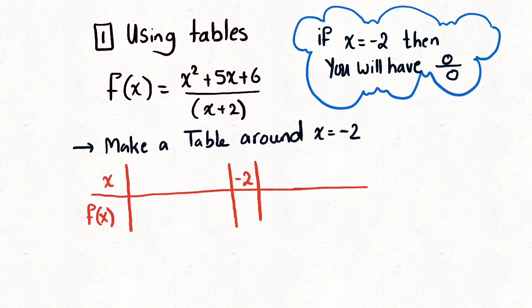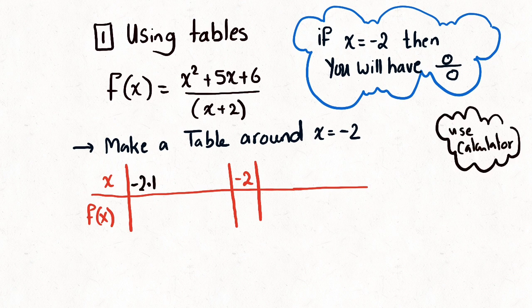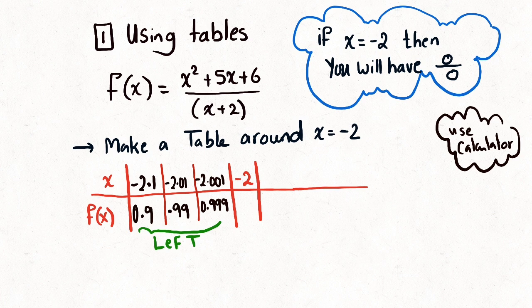You will take values from the left and values from the right, and you will make sure that the difference is not that much. Now, when you start taking values, use the calculator for substitution, and you will discover that the values from the left will approach the value 1. And if we go from the right, we do the same. The values of the function will also approach 1.